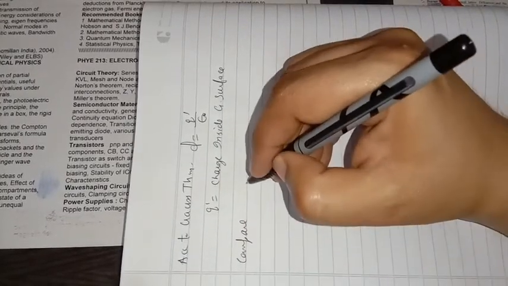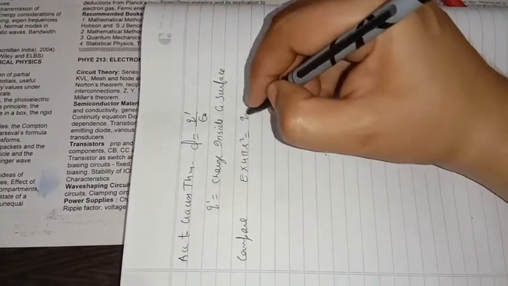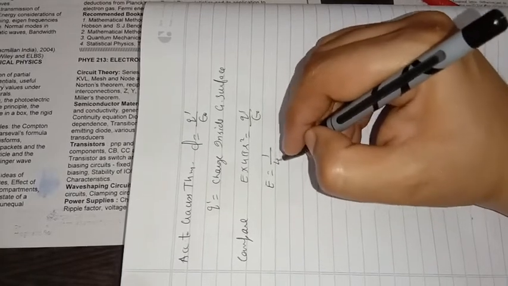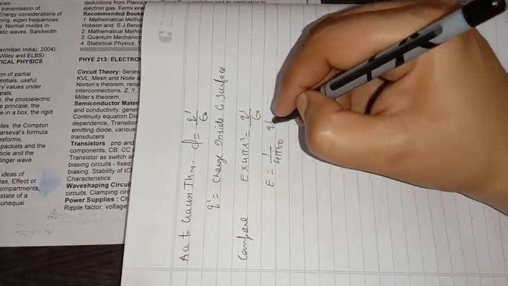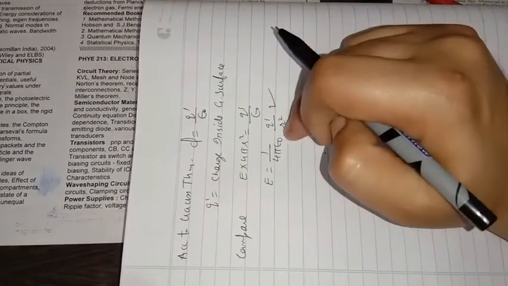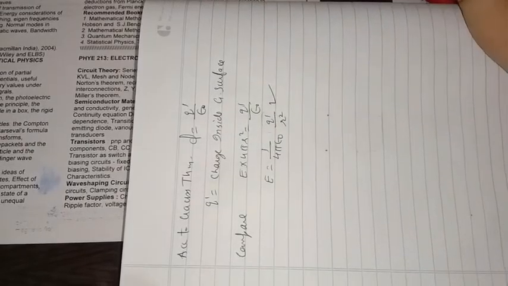So if we compare the two equations, E into 4 pi r square is equal to q dash over epsilon naught, or E is equal to 1 over 4 pi epsilon naught q dash over r square. This is the equation we get. But this is not the final equation. Why? Because we are not sure about the magnitude of q dash.